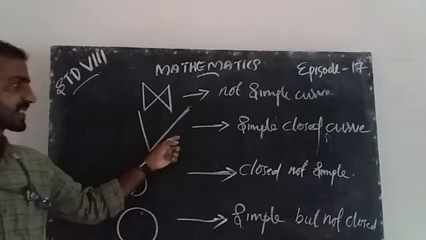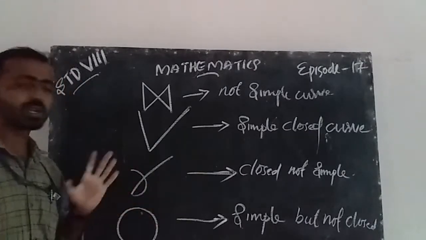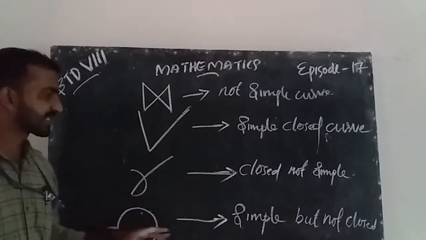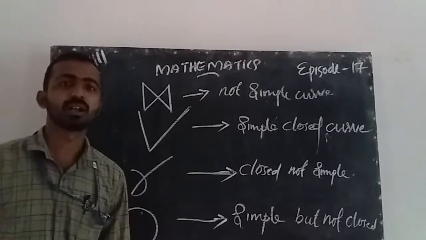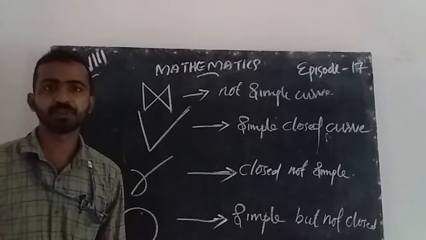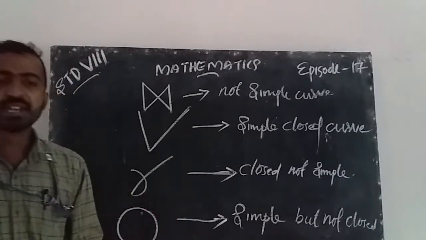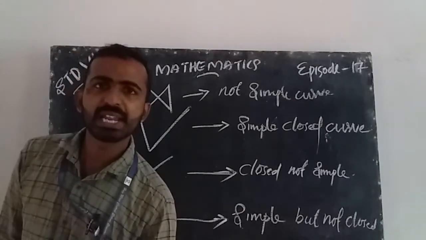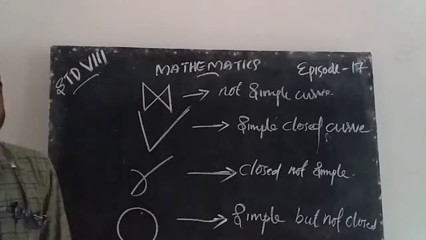This is a simple closed curve. This is closed but not simple. This is simple but not closed. This is not a simple curve. Can you understand? Is it clear? And next we are going to study some polygons.